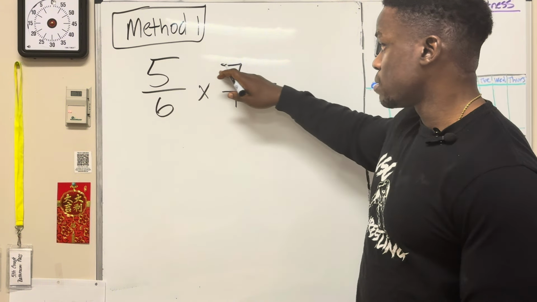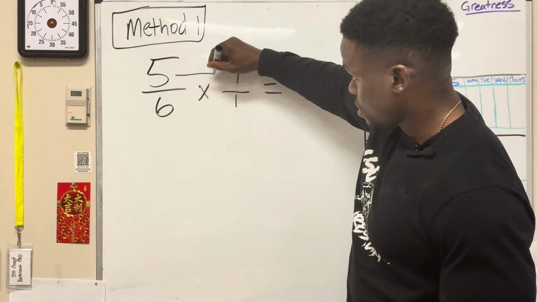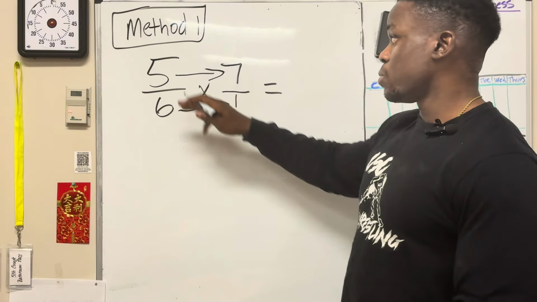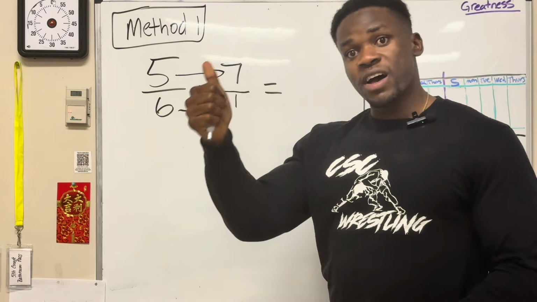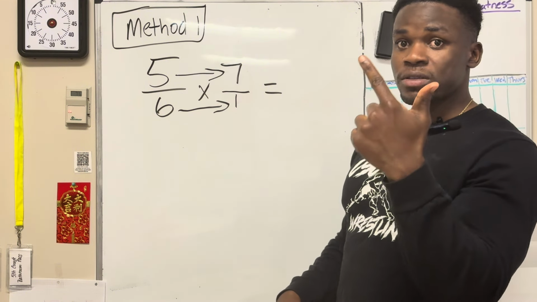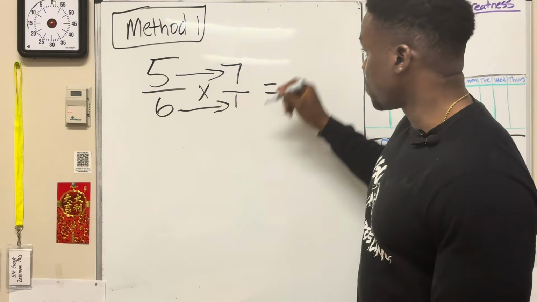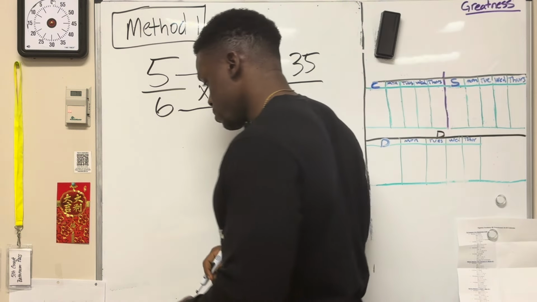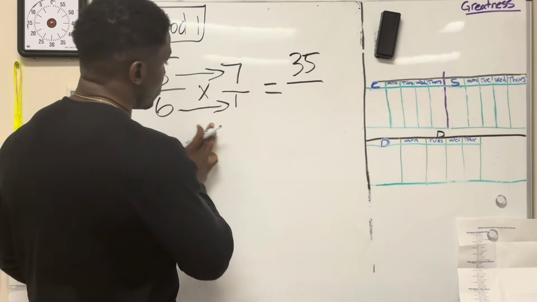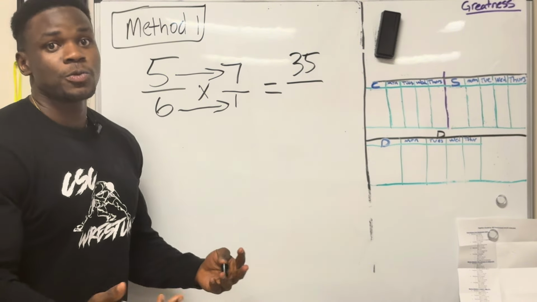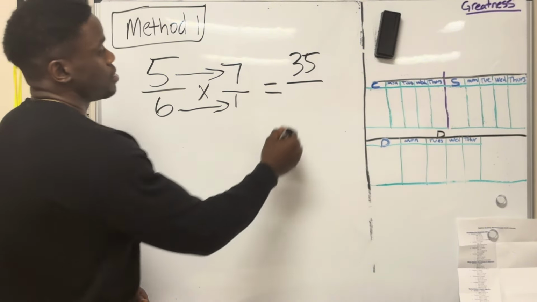5 times 7. Then I will do the same thing to the bottom. We know 5 times 7 is 5, 10, 15, 20, 25, 30, 35. So when I get to 7, I know that's 35. I write 35 at the top, and then I put my bar. Once I put my bar, I go ahead and do the bottom part, and I know that 6 times 1 is 6.